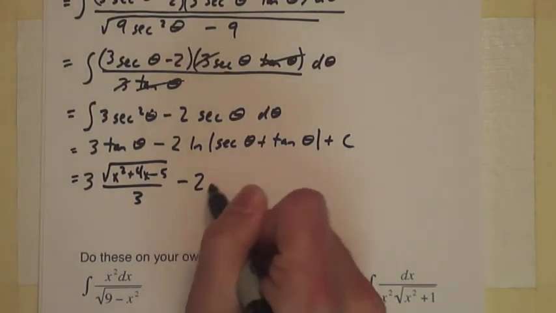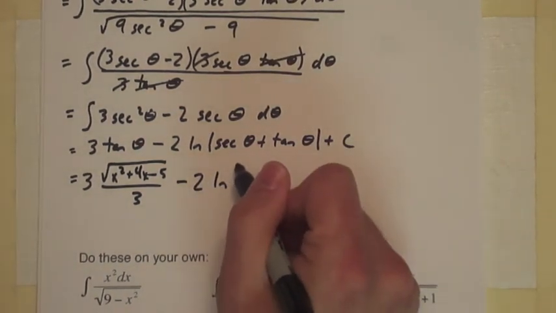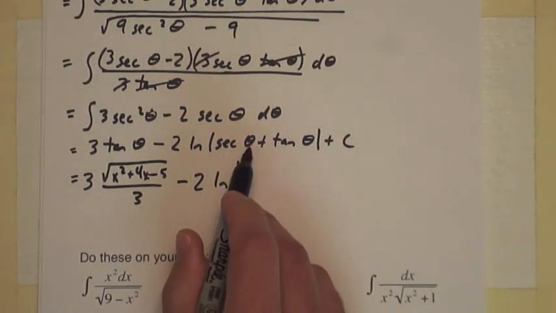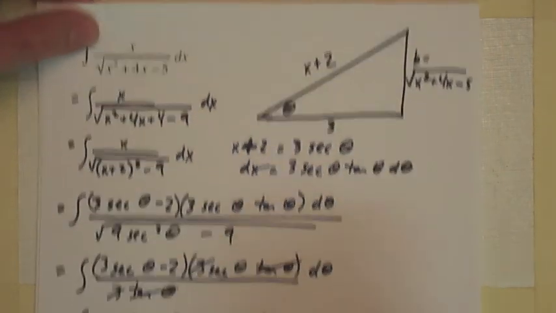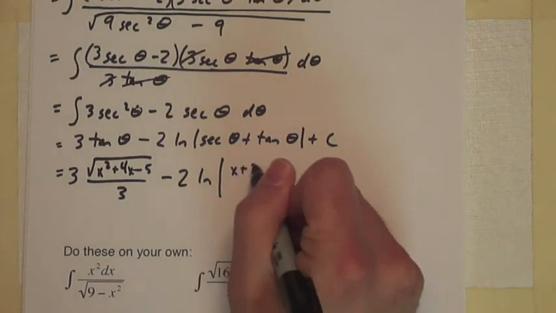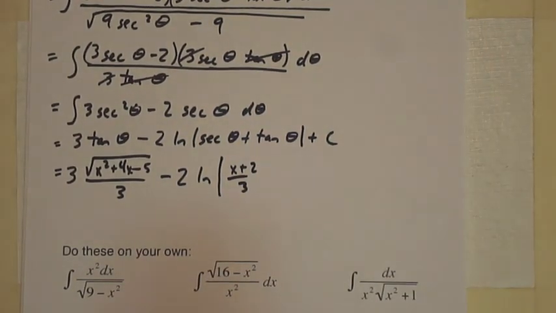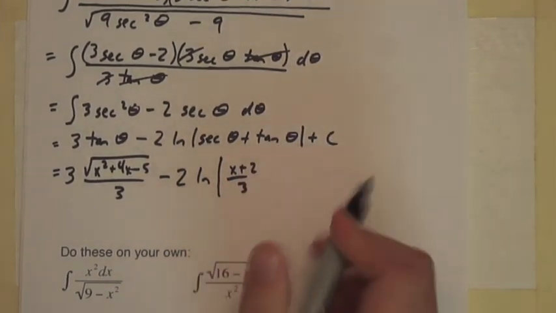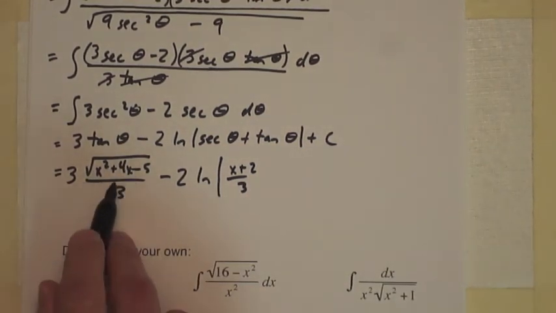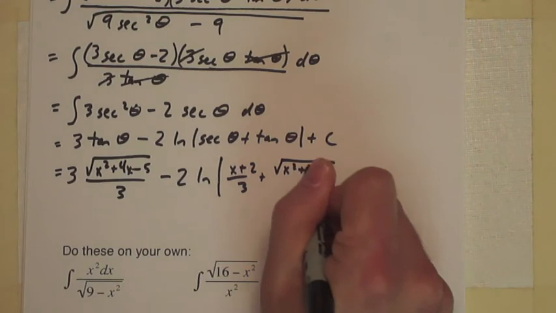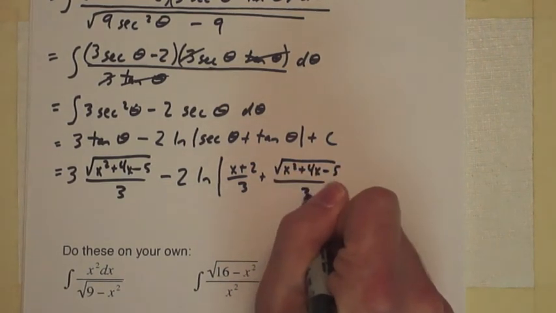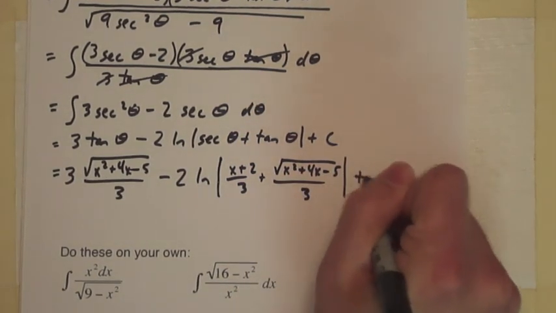Minus 2 natural log secant theta, that we can take directly from here. It's x plus 2 divided by 3. And then tan theta, again, similar to here, is square root x squared plus 4x minus 5 divided by 3 plus c.